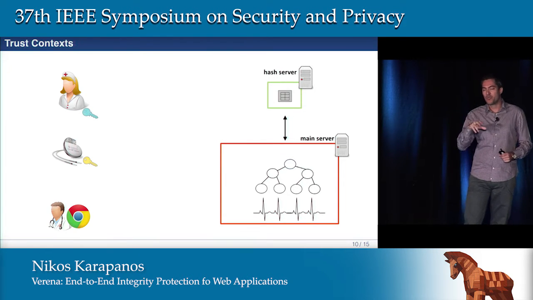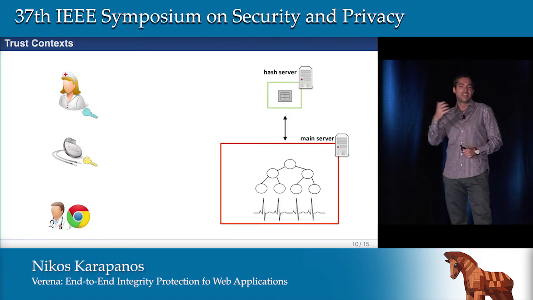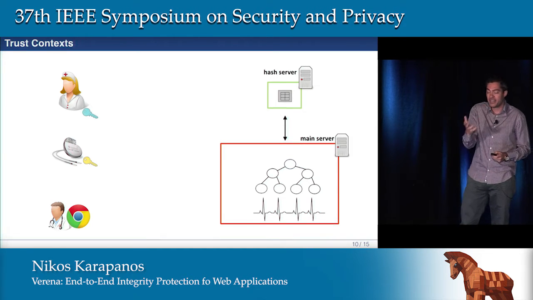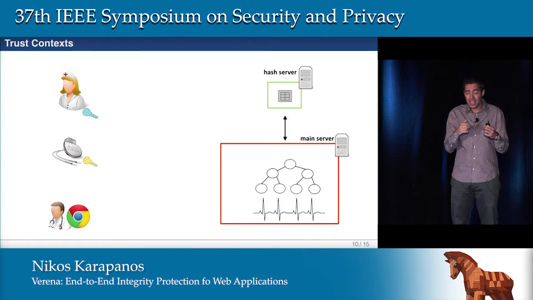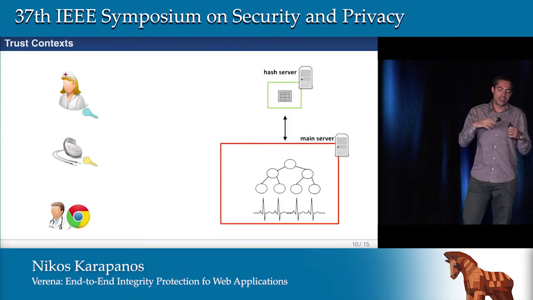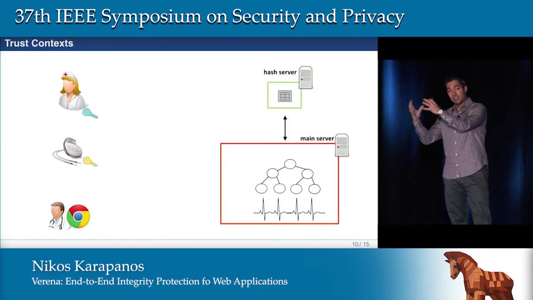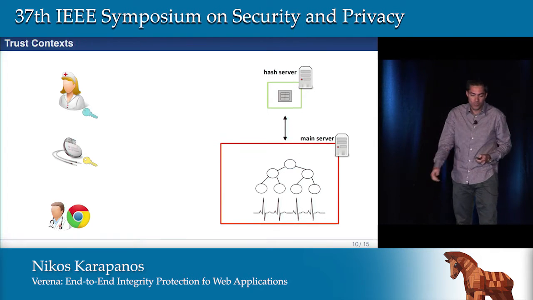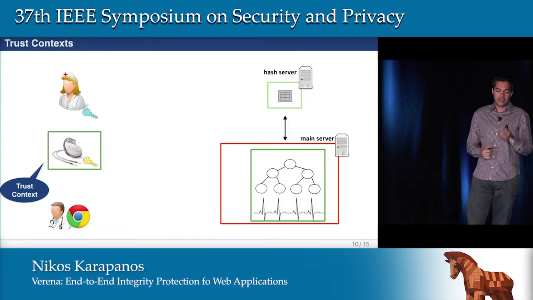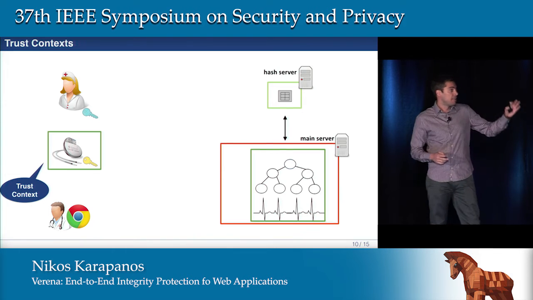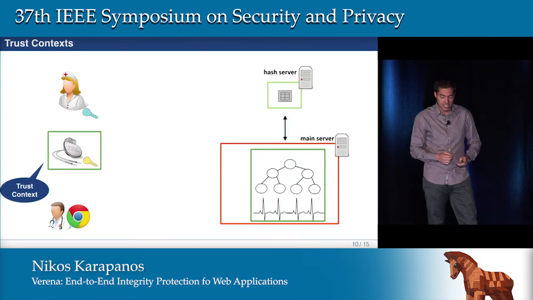meaning that they are allowed to manipulate the results that are relevant for the data. It's a group of entities that are allowed to manipulate the data that affect some query that we want to run. So in our case, it's clear that the trust context for this data, for this heart rate of this patient, is the pacemaker.